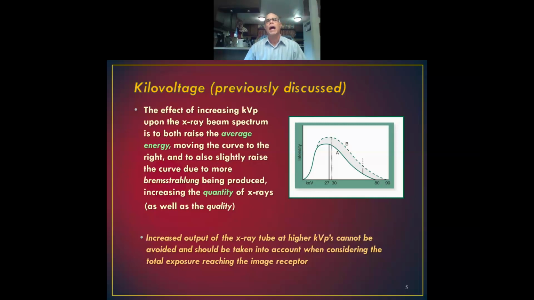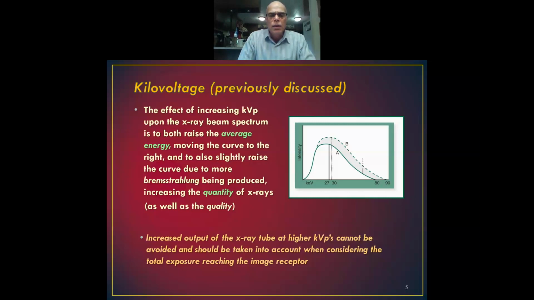We're increasing our average energy by 10. Our kVp, the peak, at 10. So we're going from 80 to 90. We can see that the amplitude of this curve is higher on the dotted line. So that means that the quantity has increased as well as it's shifting to the right as we've set our kilovolt peak by incremental change of 10.